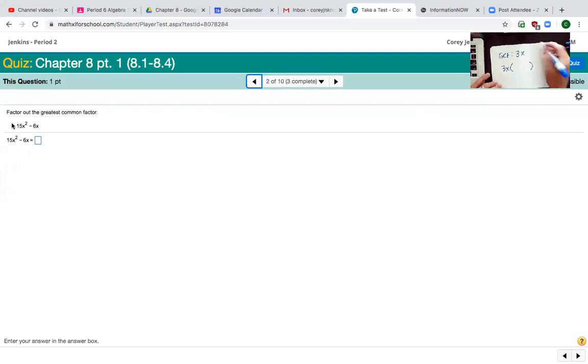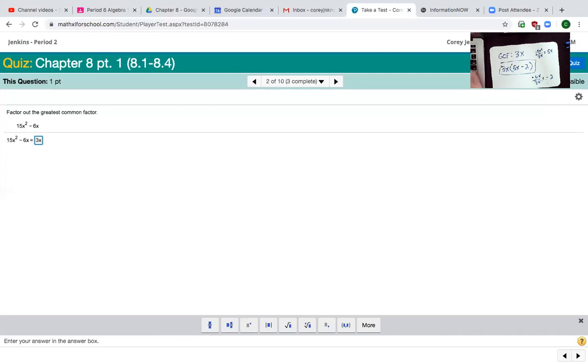Okay, so the first term is 15x squared over 3x, which is going to give me 5x. And then my second term is minus 6x over 3x, which equals minus 2. So overall, that's my answer right there. So 3x times the quantity 5x minus 2. And how can I check my answer? I could just multiply it out. So that times that would give me 15x squared. This times this would give me minus 6x. So I know it's correct.